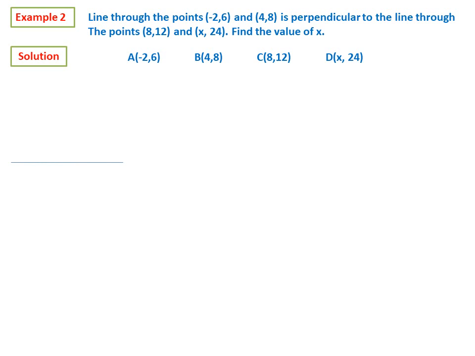Now let us do like this. This is the first line. A is minus 2, 6, B is 4, 8. Second line is, this is the second line.